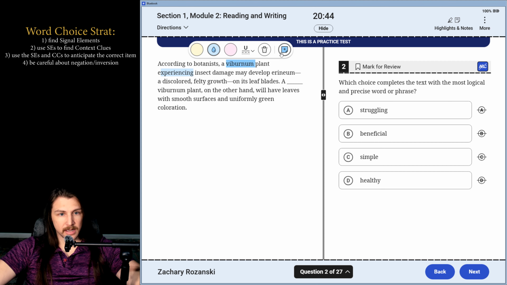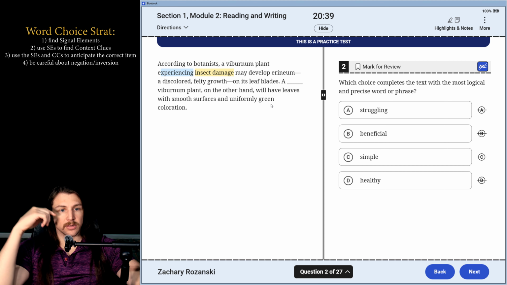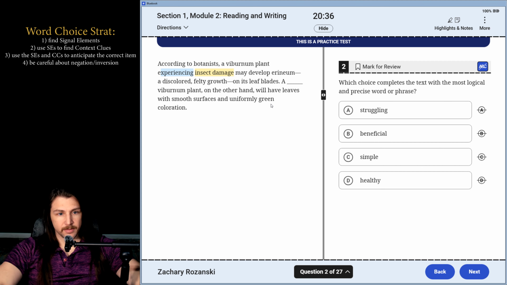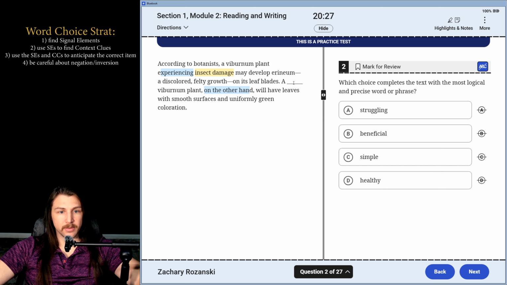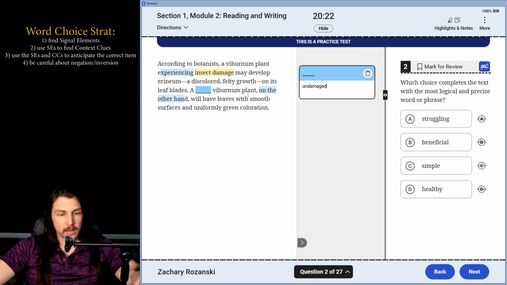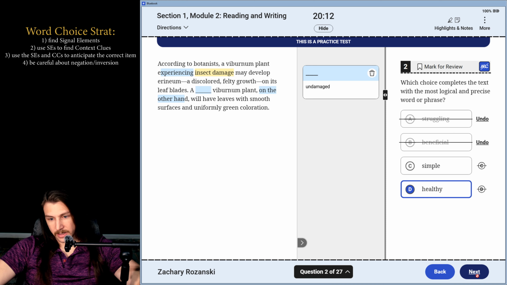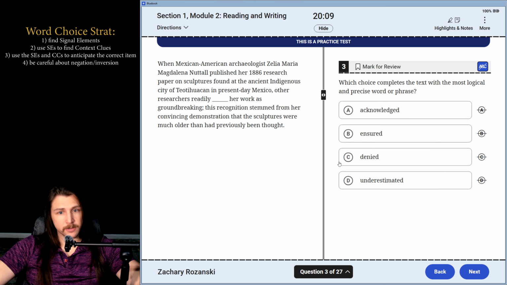I'm going to take away this idea because that was just for me to help read and understand what was being talked about. But this, so ones that do experience insect damage may develop this thing, discovered felty growth. On the other hand, is going to be my signal element. Absolutely. Am I contrasting this? If we had insect damage and undamaged is going to be my original idea here. An undamaged viburnum plant will have leaves with smooth. These are an opposite. Absolutely. So it's undamaged, not struggling. Undamaged, no. Healthy is absolutely going to be the word that aligns with my anticipatory word.